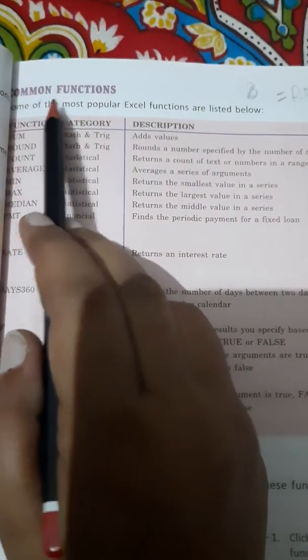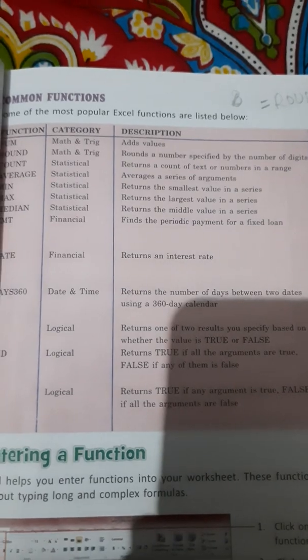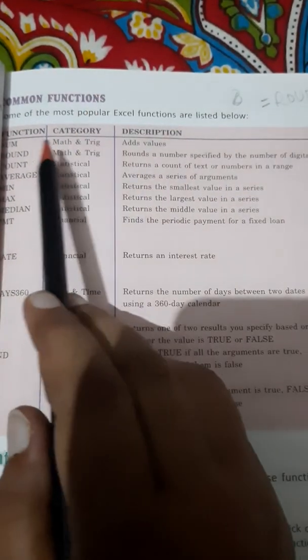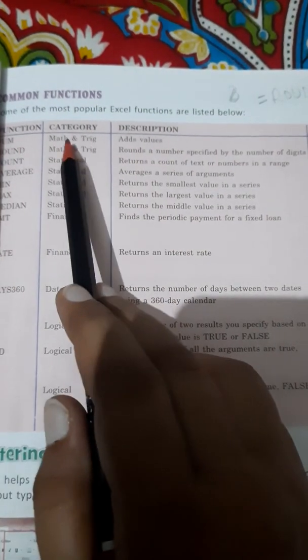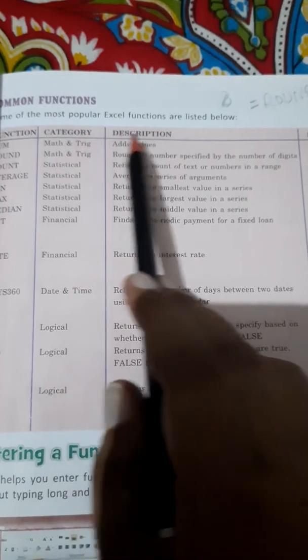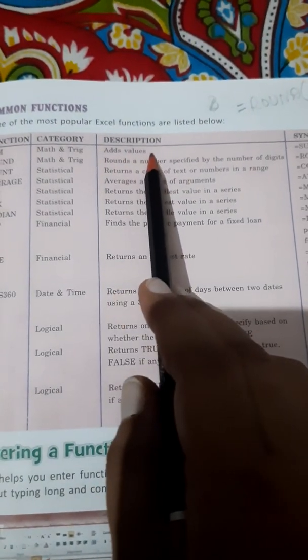Next topic is common functions. So in this topic I will explain most popular or most commonly used functions in Excel. First is SUM. The category of this function is math and trigonometry and it is used to add values.